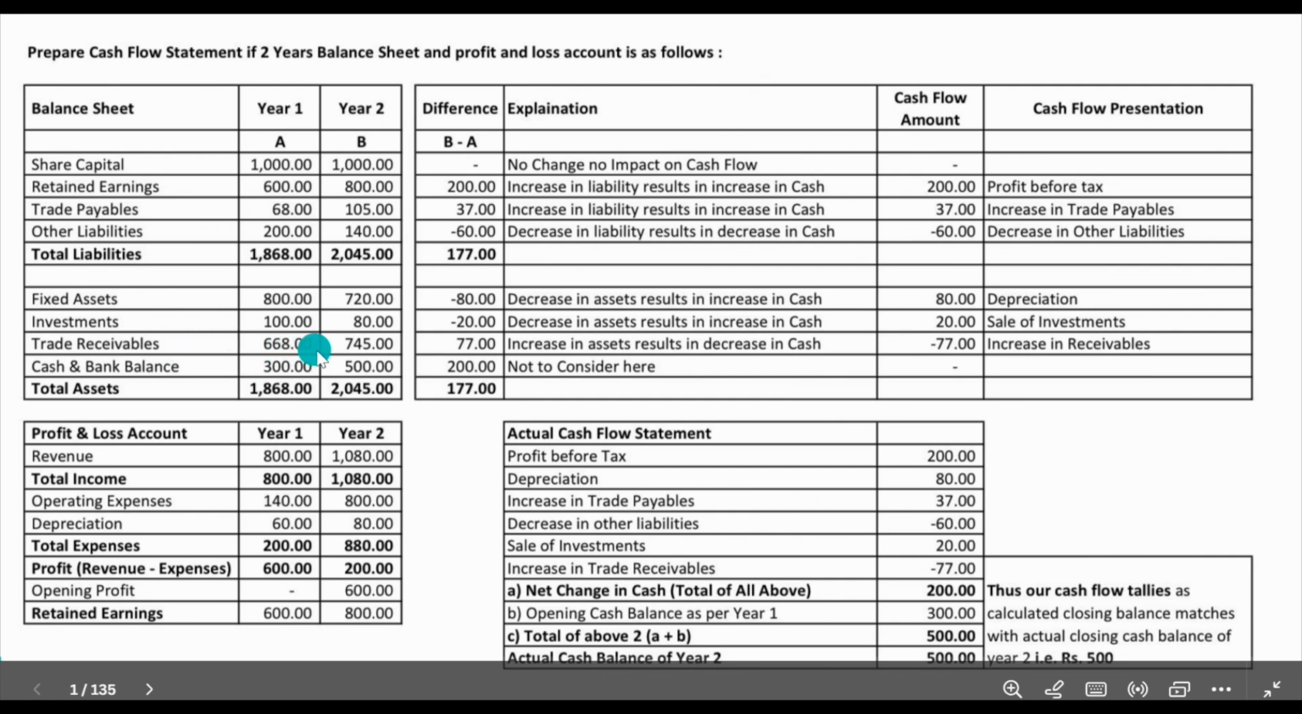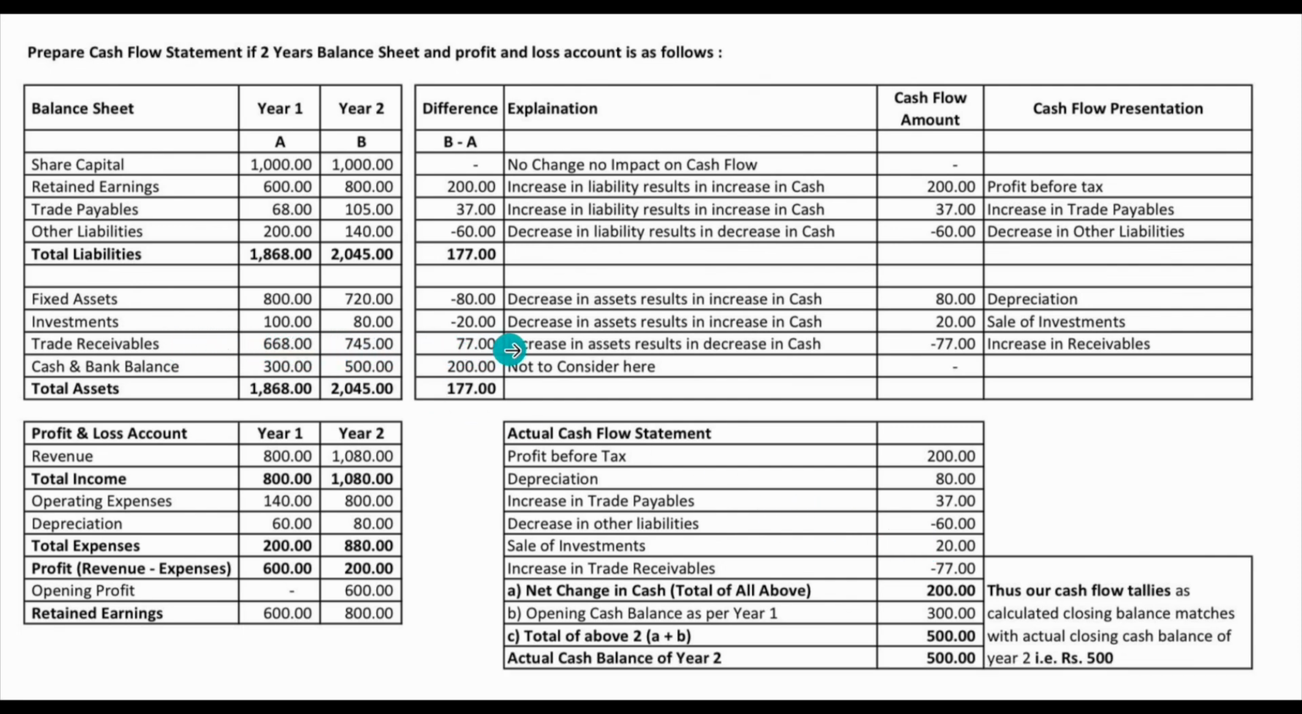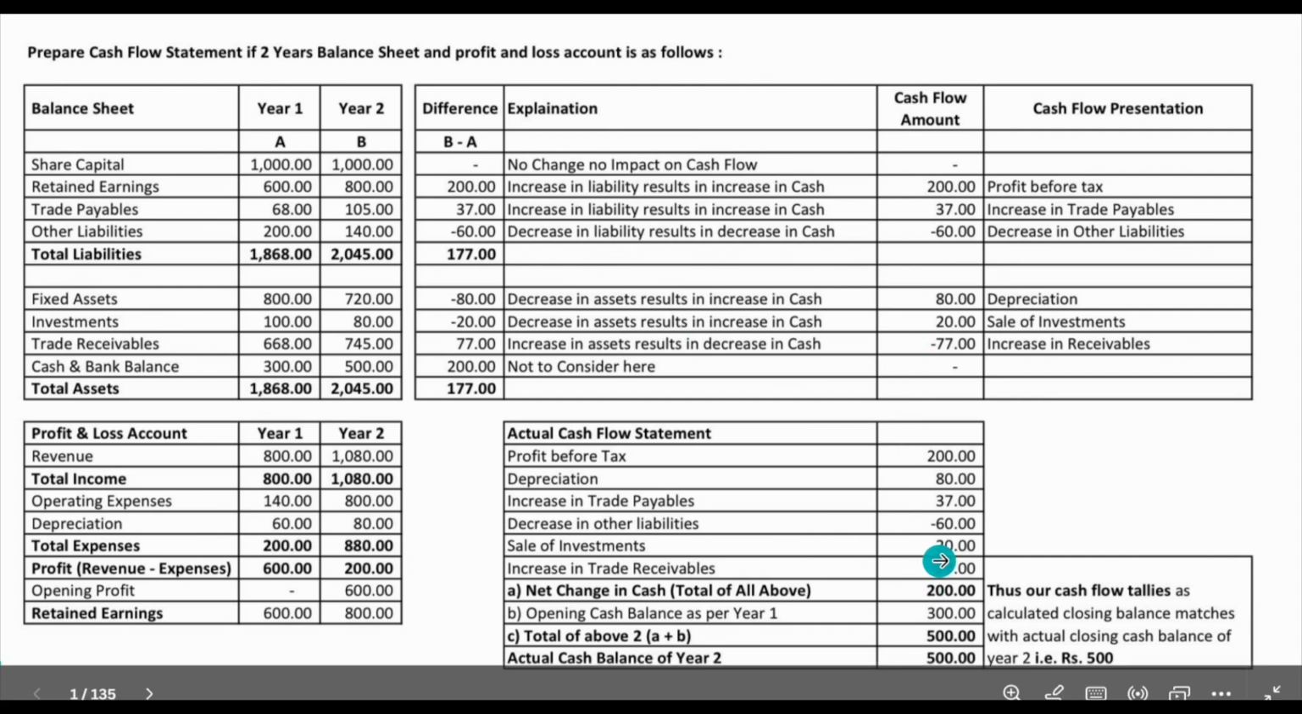Trade receivable 668 becomes 745, so a 77 increase. So an increase in asset other than cash results in a decrease in cash to tally the balance sheet, and hence due to the 77 increase in trade receivable, we have to reduce the cash by 77. So minus 77 we will write here. This is basically an increase in trade receivable resulting in a decrease in cash.